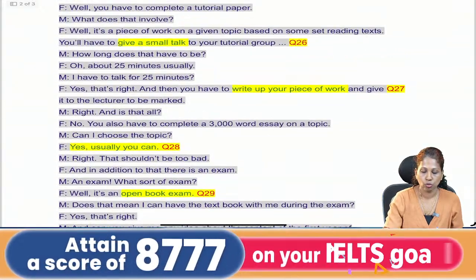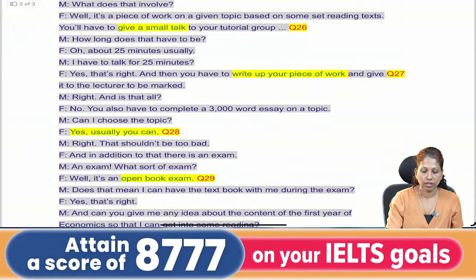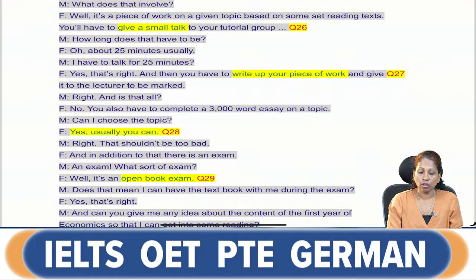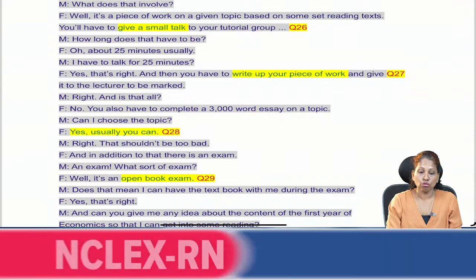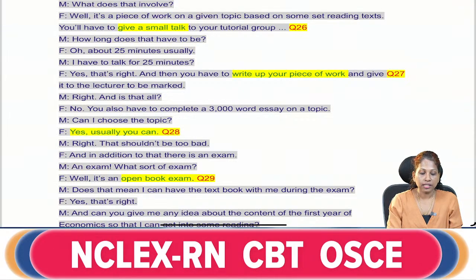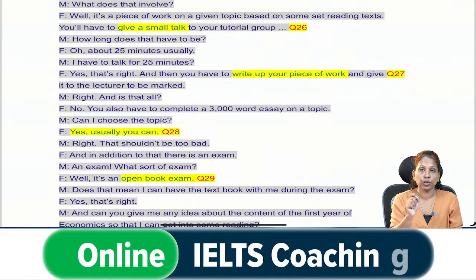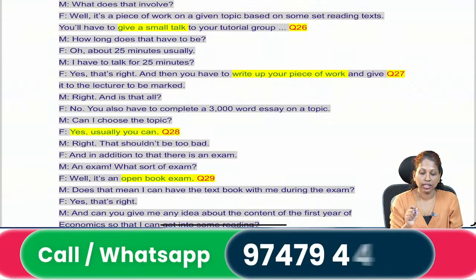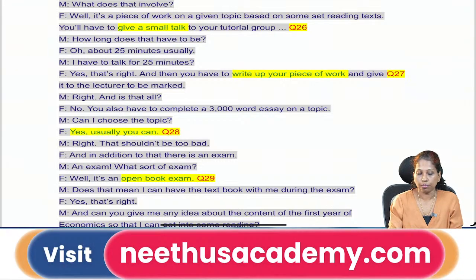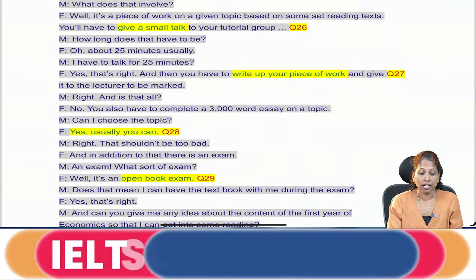Okay, so we were in 27. Right. And is that all? He asked. She says no. You also have to complete a 3000 word essay on a topic. Now the word essay is there. Essay is a keyword which you are looking for, it's already there. So that means you have to complete a 3000 word essay on a topic. Then he asks, can I choose the topic? That's a question. There will be an answer for that. The reply is yes.